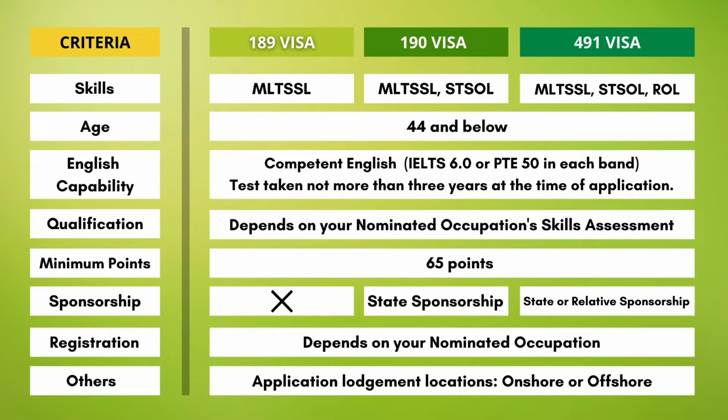In terms of the age requirement, again, you should be below 45 years old. That's the last chance to apply. Of course, you can apply when you're younger than that. For the English language capability, really the requirement is just a 6.0 in IELTS or PTE 50. But that doesn't give you any points. So if you want to claim points, it should be at least IELTS 7.0 in each band or PTE 65.